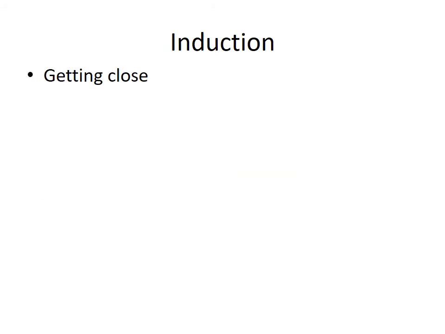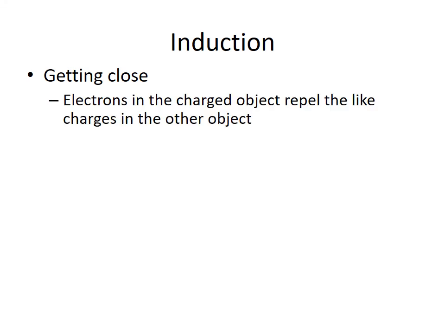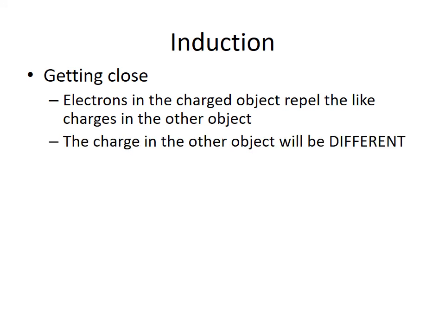Induction is slightly different. Induction happens when they just get close but don't touch, because if they touch, now it's called conduction. So induction is when you just get close. What happens in this case is that the electrons in the charged object will repel the like charges in the other object and attract the opposite charges. So you can induce a charge on the other object that is different from the charge in the object you have. So if you have a negatively charged rod and you bring it near without touching, you can create a positive charge in the other object.